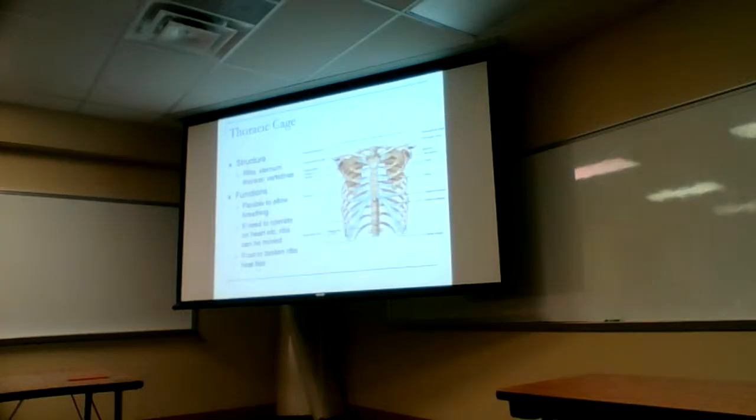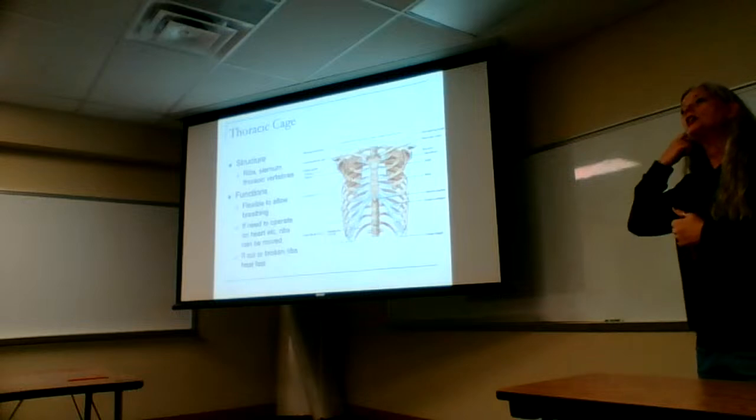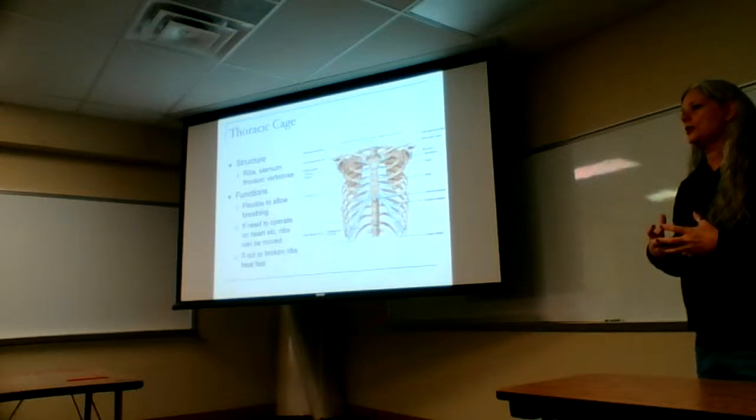Our thoracic cage is going to be made by the thoracic vertebrae in the back. That's why it's called the thoracic cage. The ribs to the side and the sternum to the front. And this cage, again, is going to be a protective boundary around the organs within the thoracic cavity.